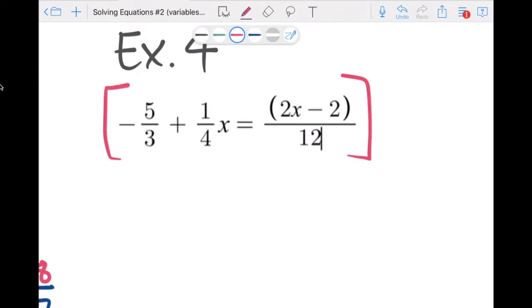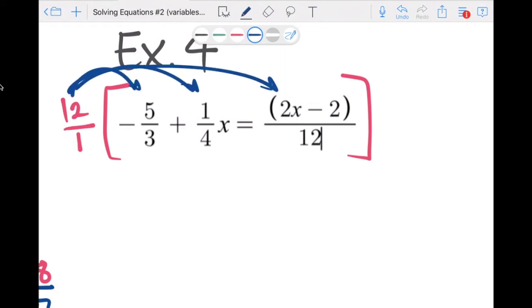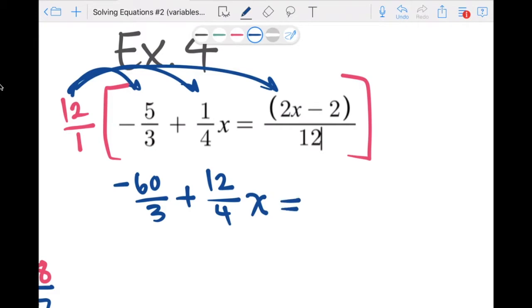So I'm going to look at all of my denominators, and the least common denominator is actually going to be 12, or 12 over 1. So now we're going to multiply every term by 12 over 1. So 12 times negative 5 is negative 60, so negative 60 over 1 times 3 is 3, plus 12 over 1 times 1 over 4, so that's 12 over 4x. Now is equal to 12.